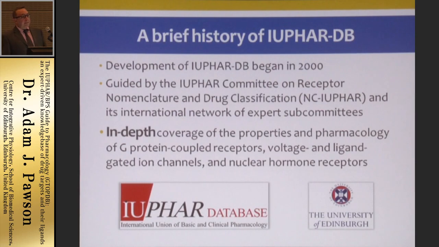So just a brief history about the IUPHAR database. IUPHAR-DB has been in development at the University of Edinburgh in Scotland since about the year 2000, and its development was guided by the IUPHAR Committee on Receptor Nomenclature and Drug Classification, or NC-IUPHAR, as well as an international network of expert subcommittees, including well over 700 scientists. And IUPHAR-DB provides an in-depth coverage of the properties and the pharmacology of G protein-coupled receptors, voltage and ligand-gated ion channels, and nuclear hormone receptors. So those were the three target classes that were included in the IUPHAR-DB.